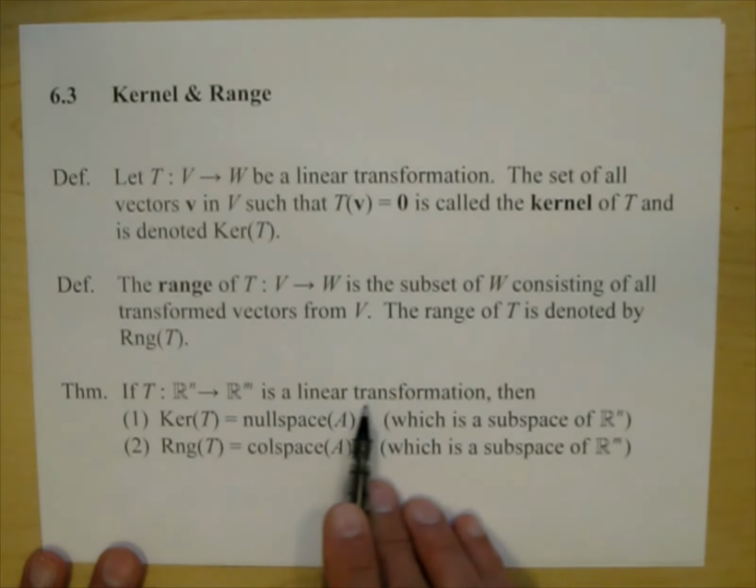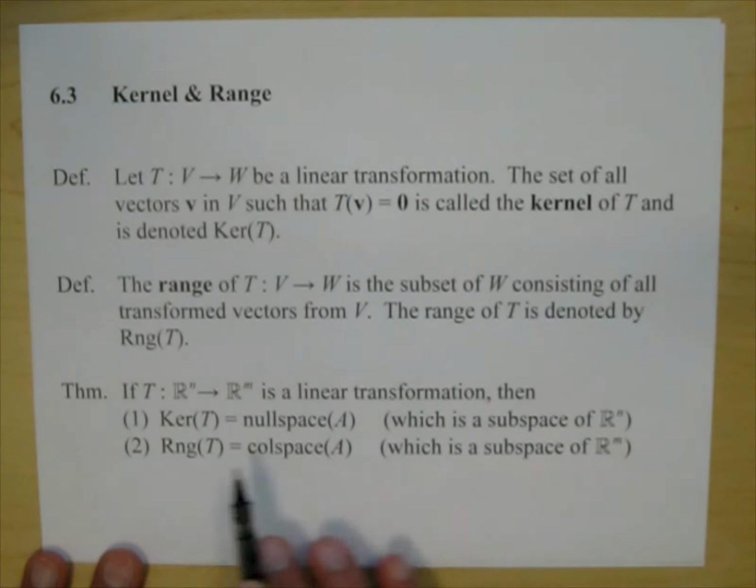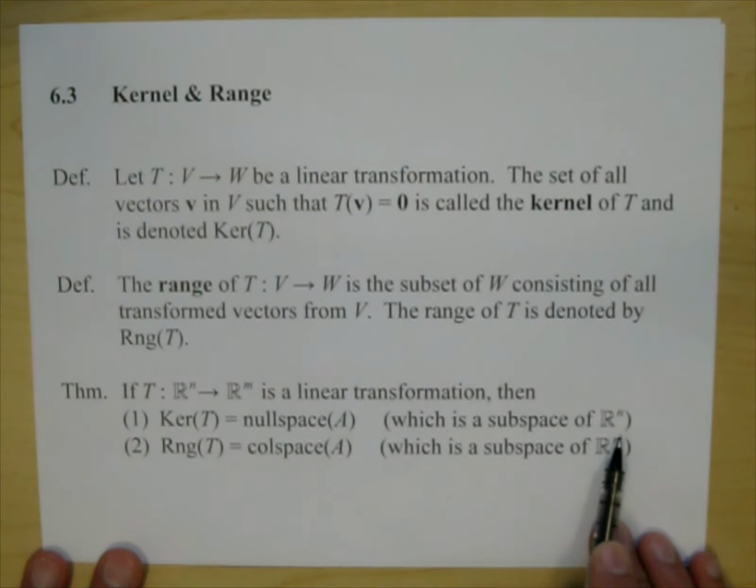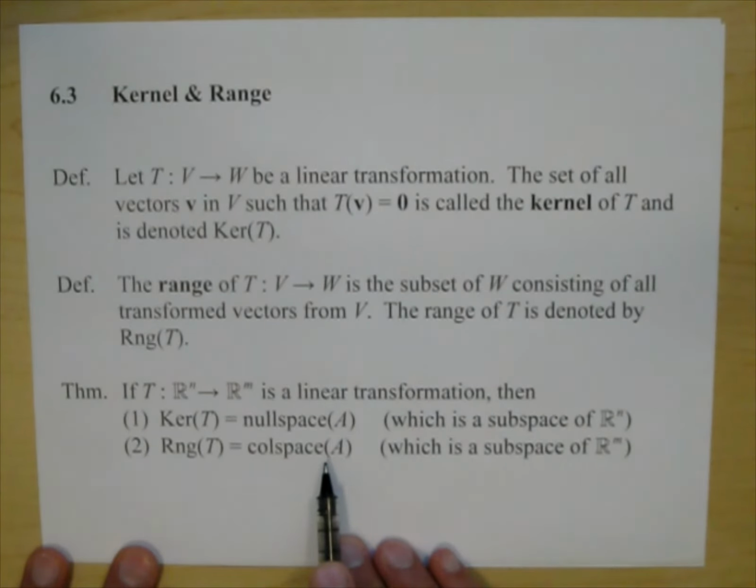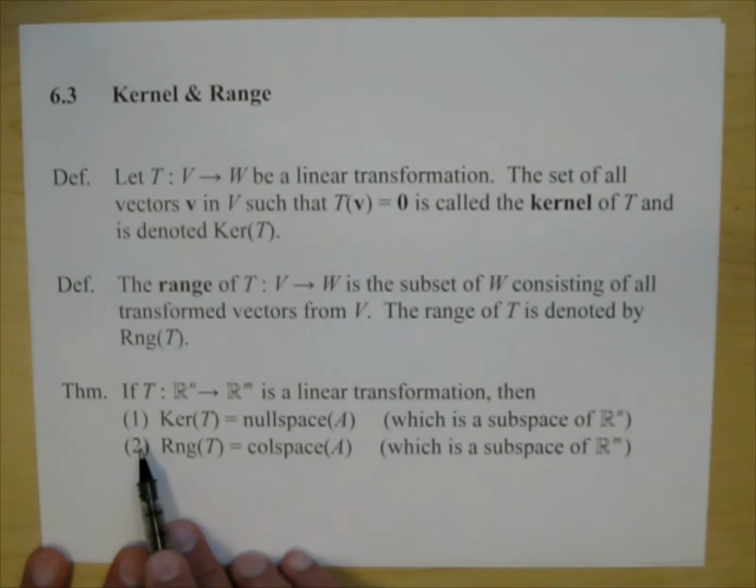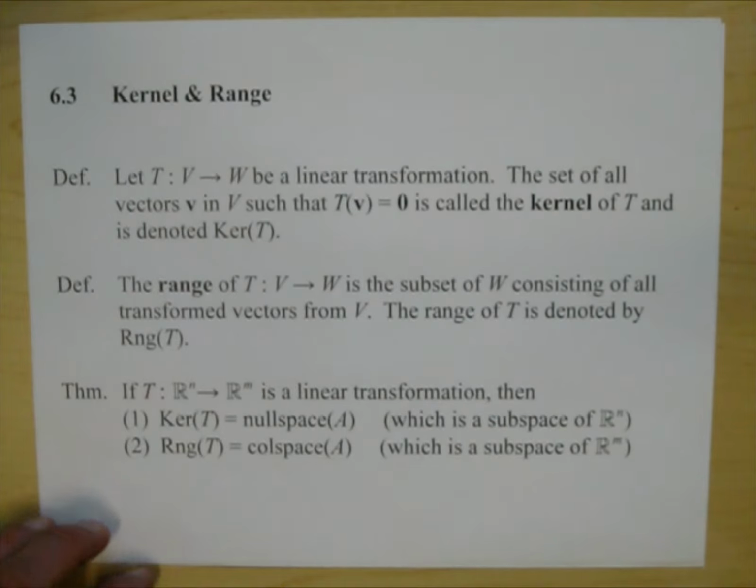If you have a linear transformation going from Rn to Rm, then the kernel equals the null space, which is a subspace of Rn, and the range equals the column space, which is a subspace of Rm. Now, if I had just shown you this theorem without doing an example, most of us would have just said, okay, yeah, that's nice, whatever. But now that we did the example and worked it out, we have a little more appreciation. We understand what this means. We'll do some more examples as well.